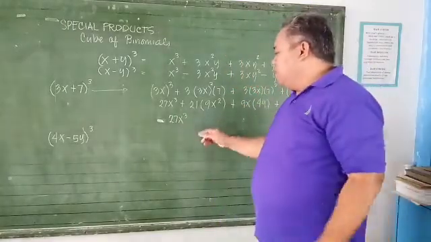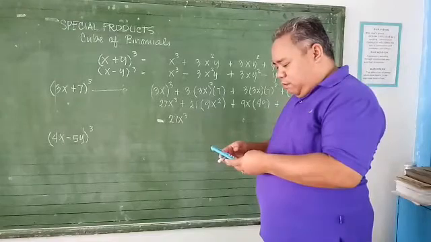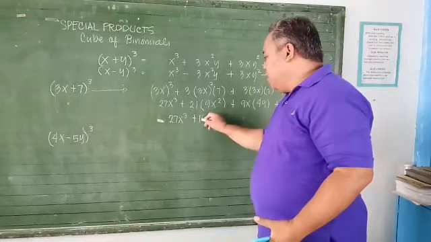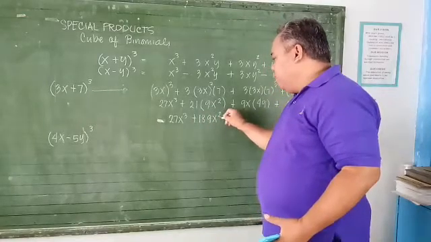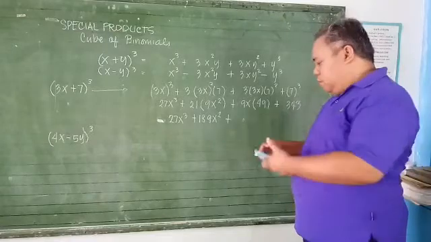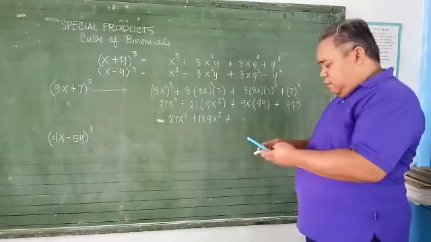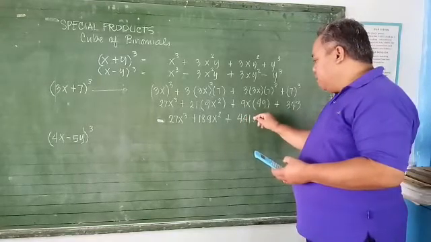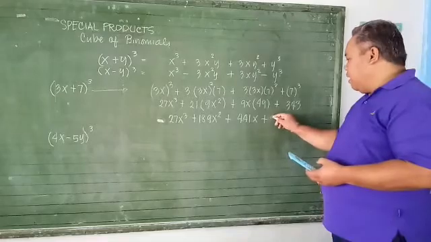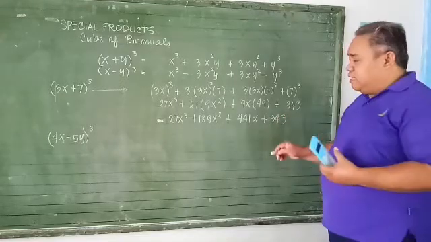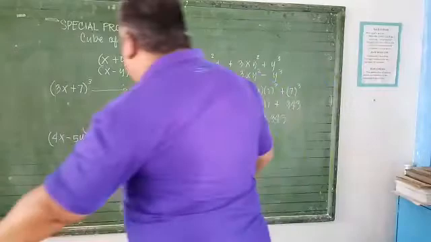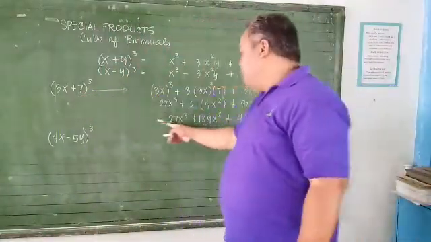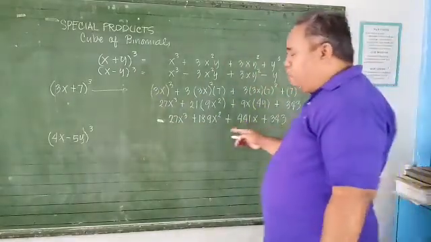So, this is 21 times 9. 21 times 9 will give you 189, plus 189x squared. And then this gives you 49. 9 times 49 gives you 441. 441x. And then last term could be plus 343. See? Nakita ninyo? Nakita niyo, since positive yung operation na addition, sila ay positive yung sagot niya. So, what about this one?